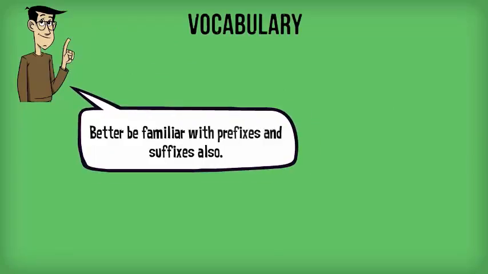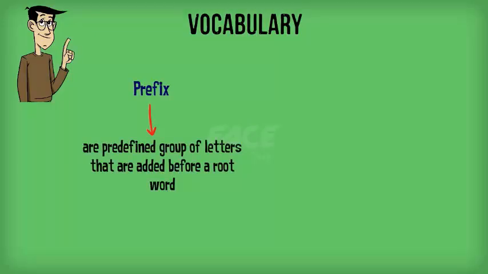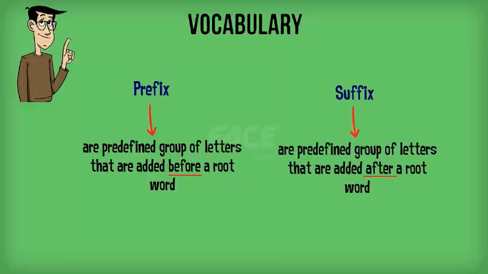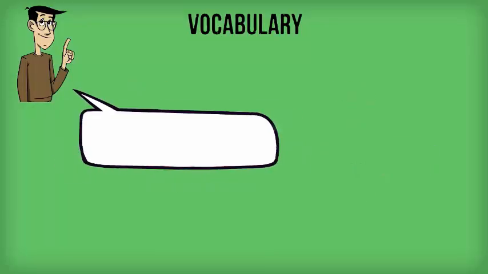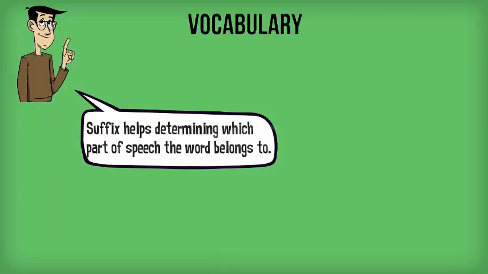Along with root words, being familiar with prefixes and suffixes helps in understanding the meaning of a word even if you are not aware of it before. Prefixes are predefined groups of letters that are added before a root word, and suffixes are the ones added after a word. Depending on the prefix used, the meaning of the word changes with respect to the root word. The suffix used helps in determining which part of speech the word belongs to. A few examples for prefixes and suffixes are as follows.